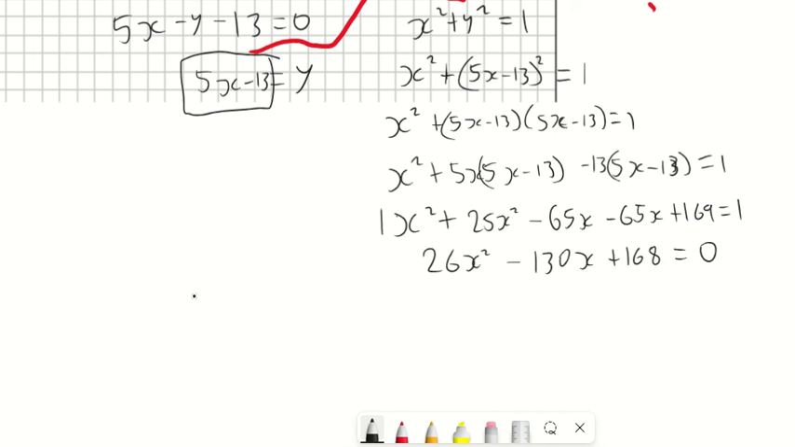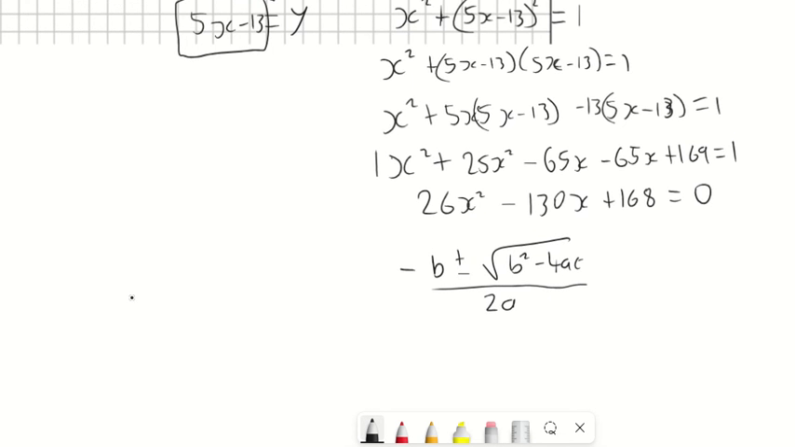So you could try and simplify this down now, divide across by something if you want, or you could go straight to the minus b formula. So we've got an x squared term, an x term, and just a number. So therefore I can just put them in. I'll make it the easiest thing really. So I know that my a, b, and c: a is 26, b is minus 130, and c is 168.